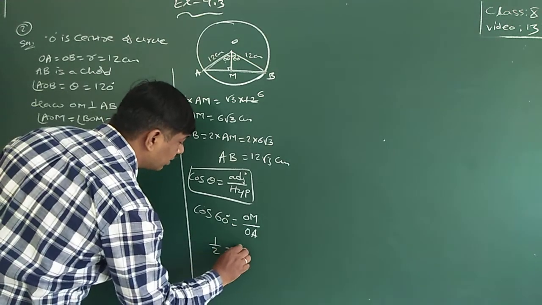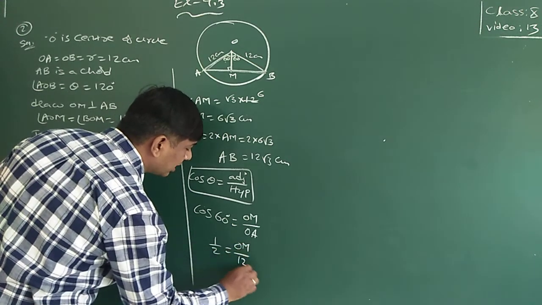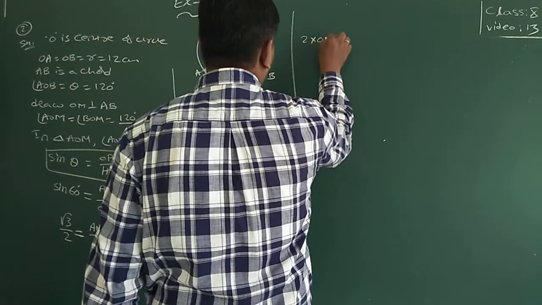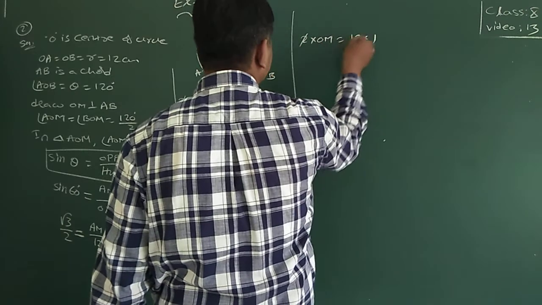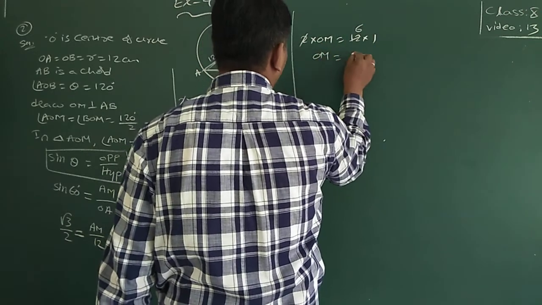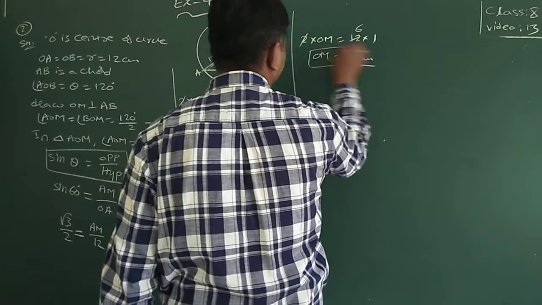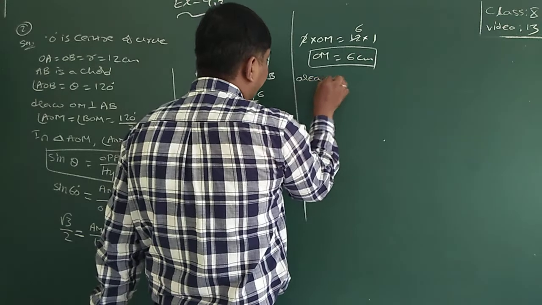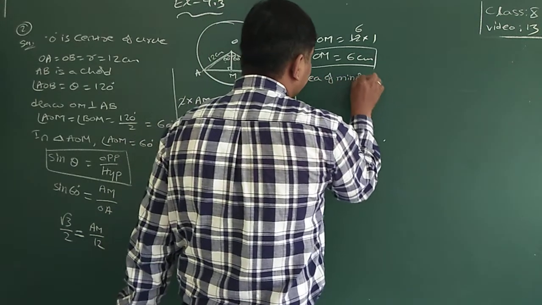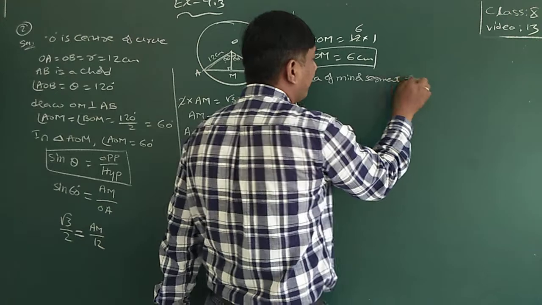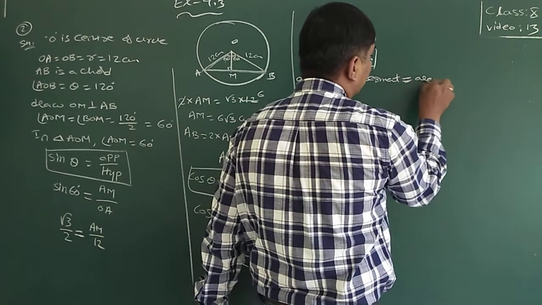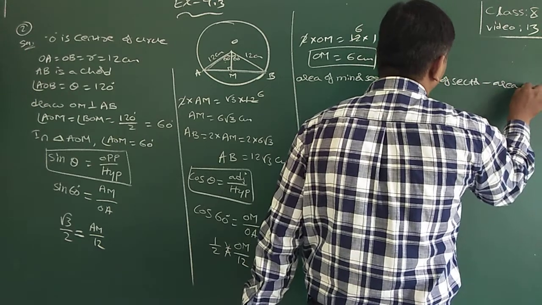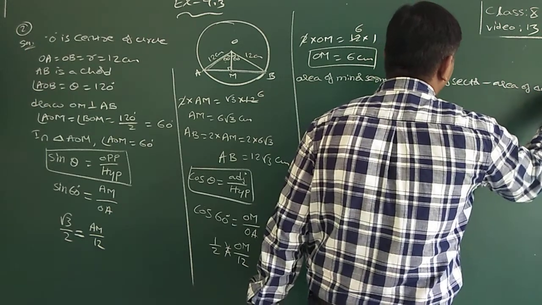1 by 2 is equal to OM by 12. Now cross multiply again. 2 into OM is equal to 12 into 1. OM is equal to 6 centimeters. Now find the minor segment area. Area of minor segment is equal to area of sector minus area of triangle OAB.